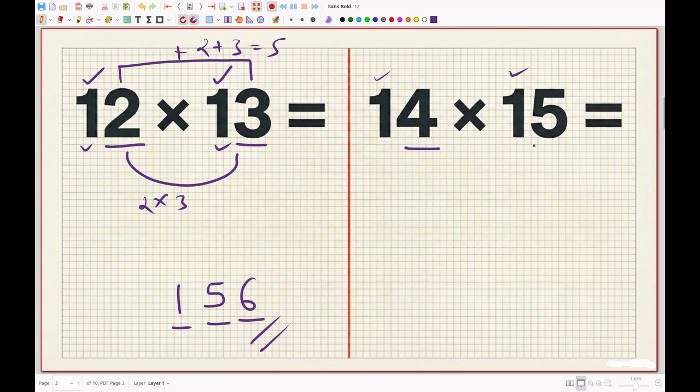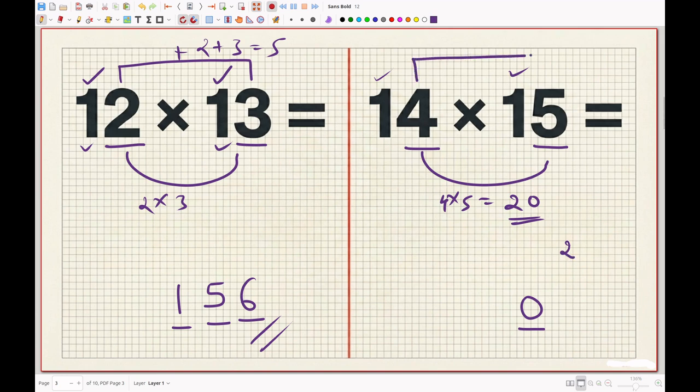Just look at the units places, 4 and 5. Just multiply these two. 4 into 5, what will we get? 20. Here we have 20. So you need to put 0 in the unit digit place. We have 2 as carry. Just remember this. We have 2 carry here.